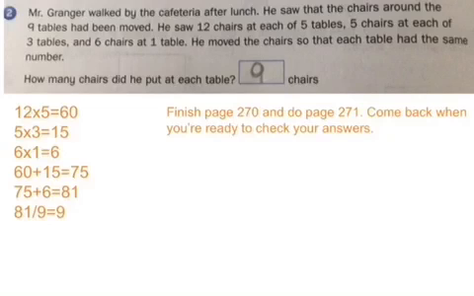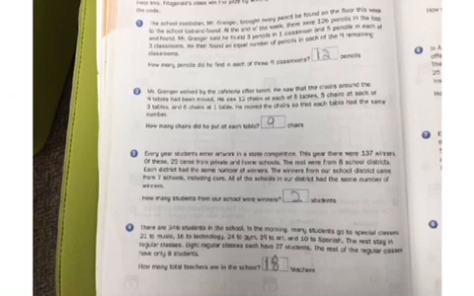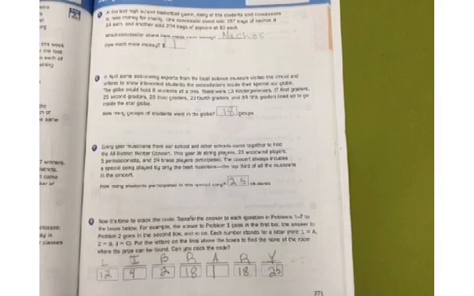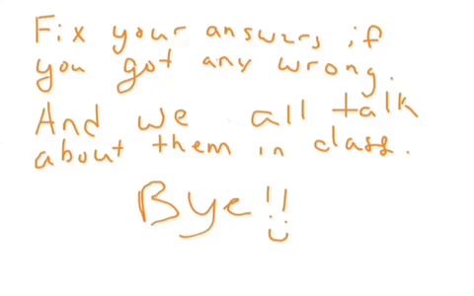We did 81 divided by 9 because we're trying to figure out how many chairs are at each of the 9 tables. I want you to finish page 270 and do page 271 and come back when you're ready to check your answers. Here are your answers for page 270. And here are your answers for page 271. If you didn't get any of these right, please fix them, and we'll talk about them in class.